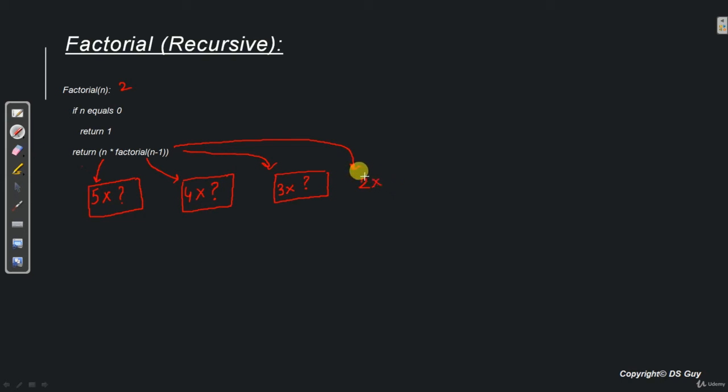So again it does not know the value of factorial 1. So it says, okay, no problem, I can call factorial 1. So again factorial n over here gets called with value 1. If n equals 0, no. Return n into factorial n minus 1. So again the system comes here and calls n, which is 1 right now, into factorial n minus 1, which is factorial 0. So it says, I don't know factorial 0, but I can call factorial 0 for you.